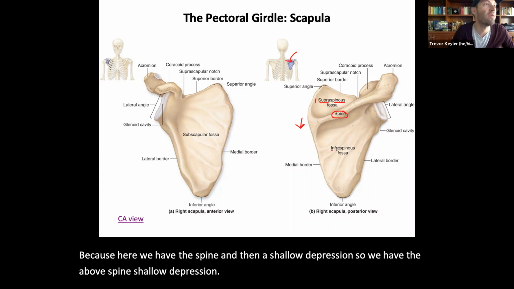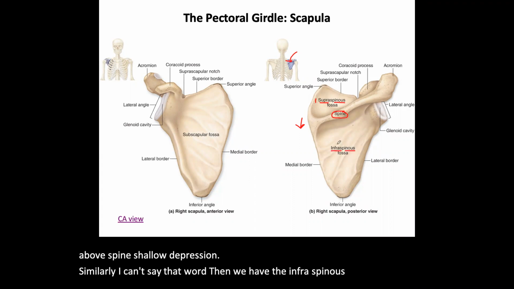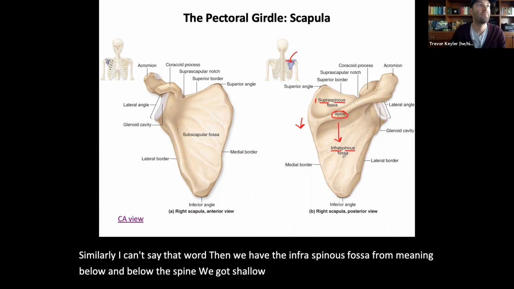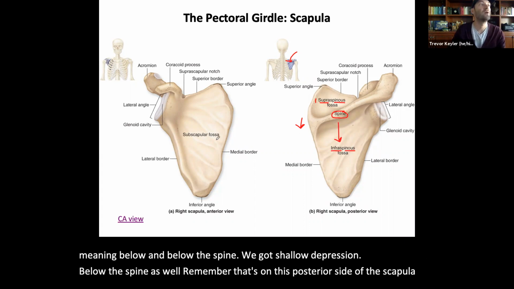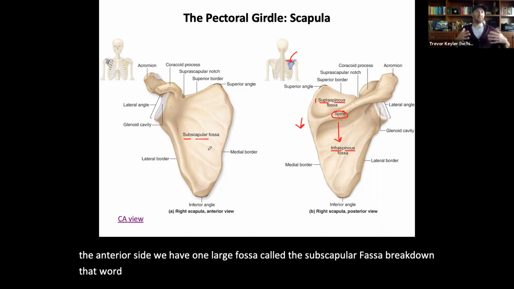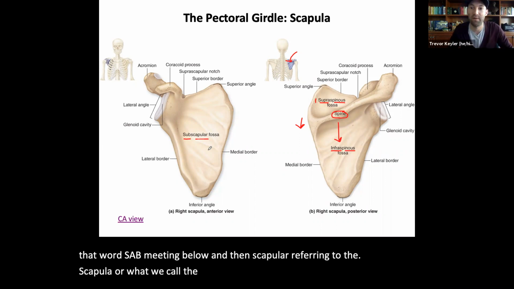Similarly, we then have the infraspinous fossa. Infra meaning below, so below the spine. So we get a shallow depression below the spine as well. Remember, that's on this posterior side of the scapula. On the anterior side, we have one large fossa called the subscapular fossa. Break down that word: sub meaning below, and then scapular referring to the scapula, or what we call the collarbone, oftentimes.